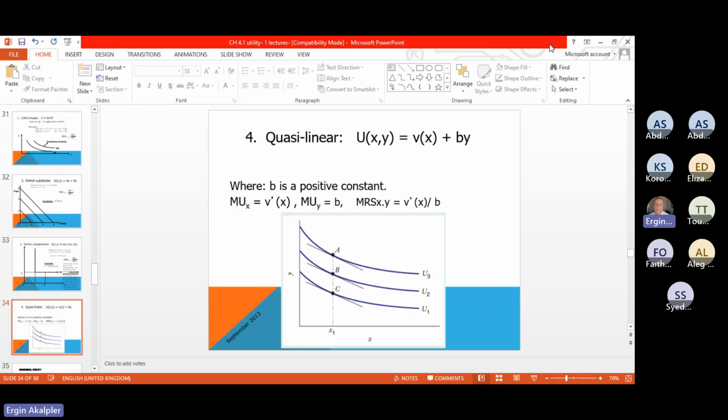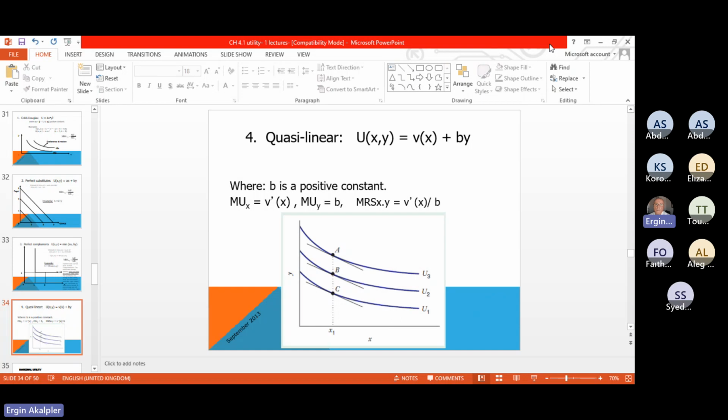And here there is also quasi-linear. As you see, now we have a curvilinear equation, vx plus by, where b is a positive constant. As it is mentioned, this is then giving us the slope. When you get the marginal utility of x, v is differentiated with x, and the marginal utility of y becomes b, because when you differentiate y, y to the power of 1, 1 minus 1 is 0. Therefore, it will become 1, from the differentiation.